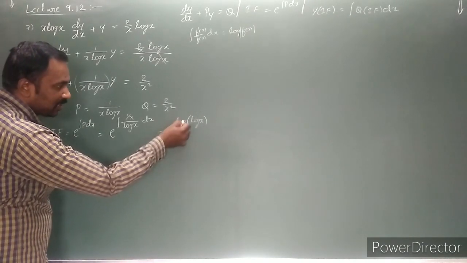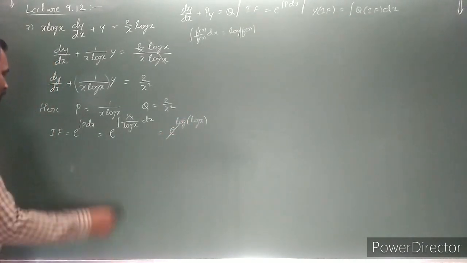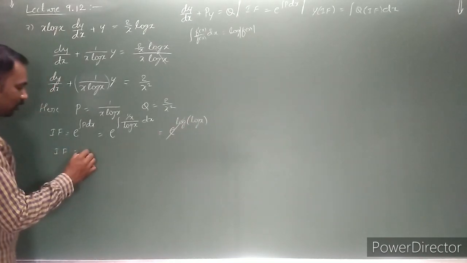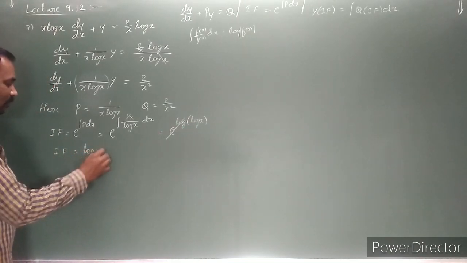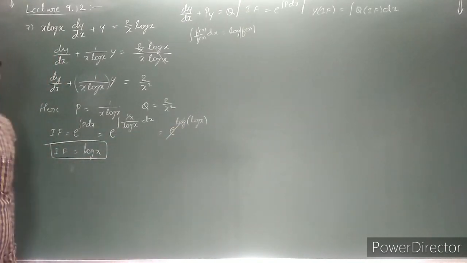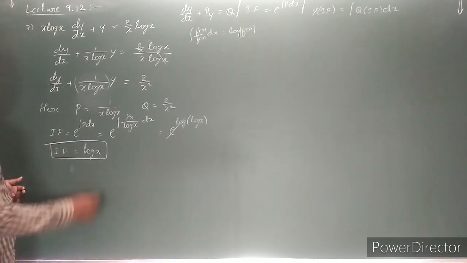Now this exponential and log get cancelled. What is left? The integrating factor is equal to log of x, which is left. How do you cancel that exponential and log? Due to the properties of the logarithm. Okay, the integrating factor is log x, with base e.